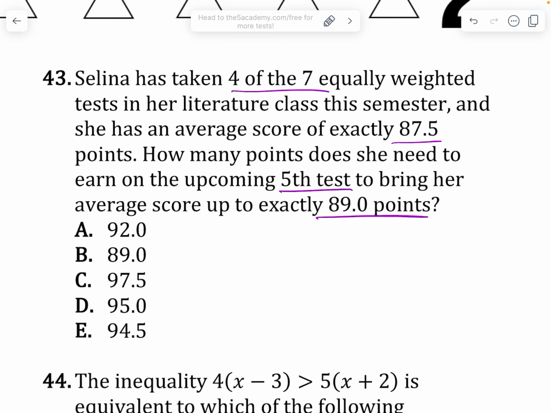Okay, so let's just identify our knowns. Average that's desired is going to be 89. The number of tests is going to be 5. And the unknown is going to be the sum, right? Of what's the total sum of points, because we don't know what this last test is going to be, so we don't know the sum. So remember, the average formula is this right here. Average equals sum divided by number of numbers. So let's just plug it all in.